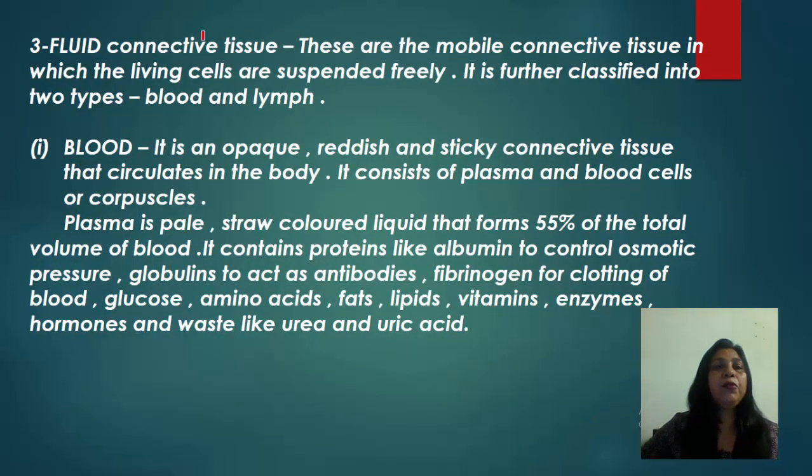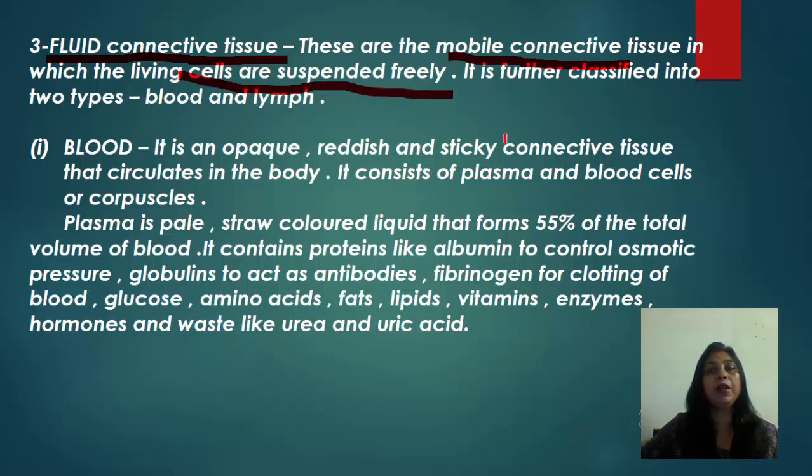Now next is the fluid connective tissue. These are the mobile connective tissue. Fluid means which can flow. So that is why they are known as the mobile connective tissue. Mobile connective tissue in which the living cells are suspended freely. It is further classified into blood and lymph.